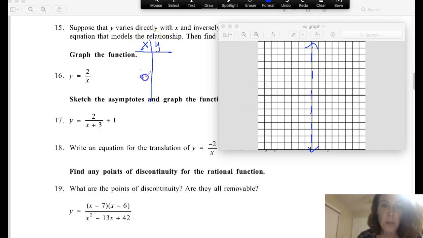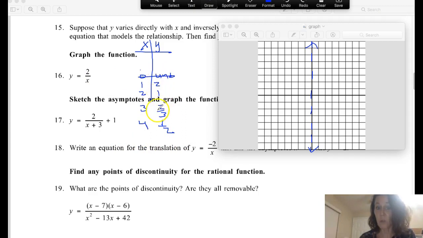I like to put 0 in the middle. When I plug in 0, I have an undefined. Okay, I can't have 0. But let's just plug in 1. 2 over 1 just gives me 2. When I plug in 2, 2 over 2 gives me 1. When I plug in, let's try 3, 2 over 3 is 2/3. 4. 2 over 4 is 1/2. And as I get bigger and bigger, this is going to get smaller.